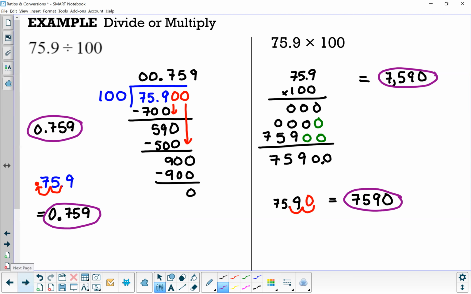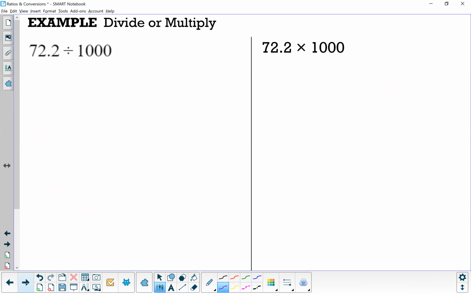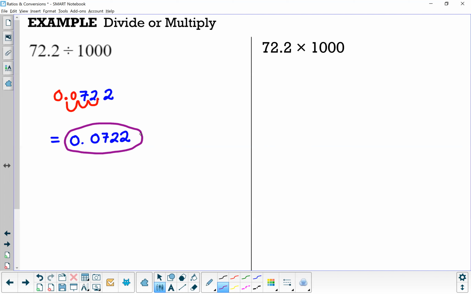All right, let's try 2 more. 72.2 divided by 1,000. So this time, why don't we go ahead and just use our shortcut? We have 72.2. Since we're dividing by 3 multiples of 10, because it's 1,000, we're going to shift to the left. 1, 2, 3. Decimal point will go right there. So we need a 0. And again, I always like to put the 0 before the decimal point. So we have 0.0722. You don't have to put the 0 before the decimal point, but if you're in healthcare, you do, to avoid medical mistakes.